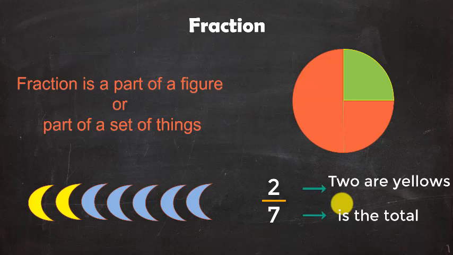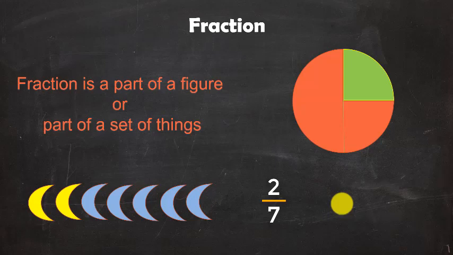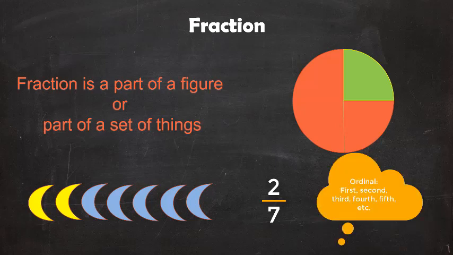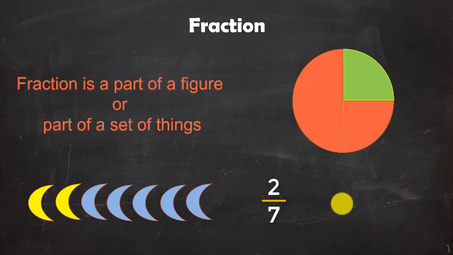In this case, remember, when you have a fraction, the denominator, this is the number below, the denominator is always said with ordinal numbers: first, second, third, fourth, fifth, all those are ordinals, and the denominator is always an ordinal.